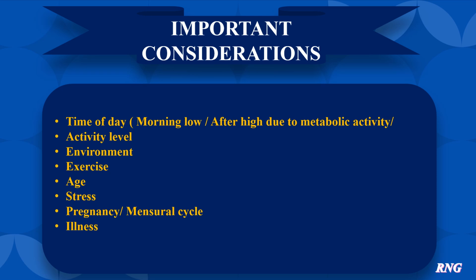Stress level increases your metabolic activity, and it will impact the body temperature and increase the mean range in the body. Pregnancy and the menstrual cycle impact body temperature in females. For example, while ovulating, the range increases by 1 degree Fahrenheit in females from the normal body temperature range.